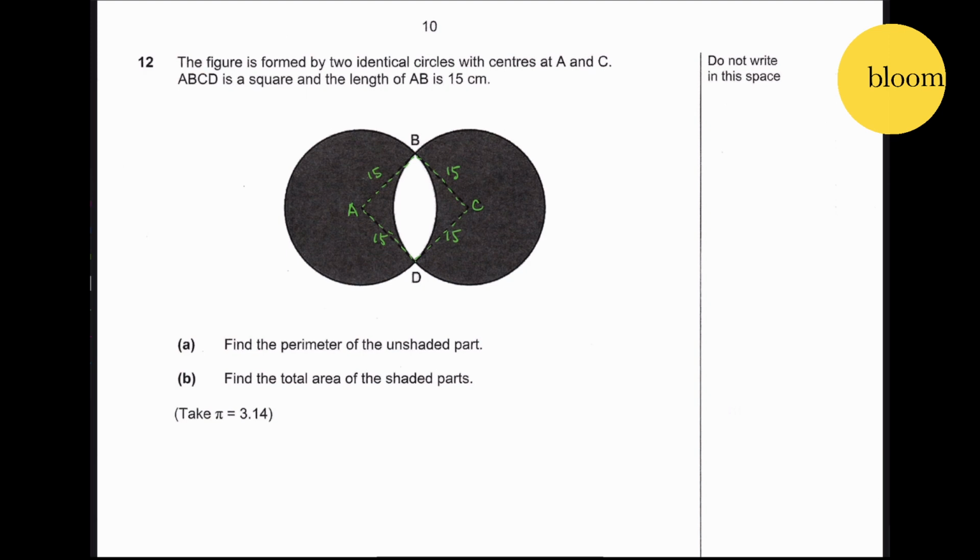A. Find the perimeter of the unshaded parts. Let's recap. Perimeter of a circle is given by 2 pi r. And one side, one half of the unshaded perimeter, is actually 1/4 of the perimeter of a circle.